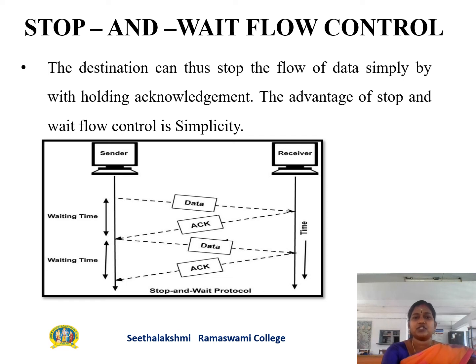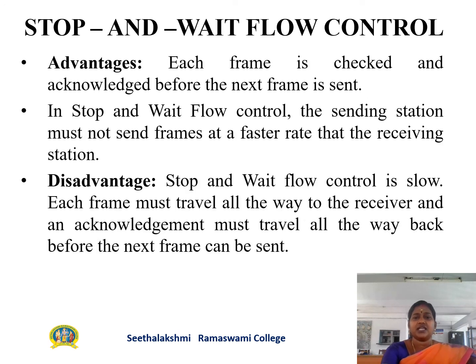The advantage of stop and wait flow control is simplicity. Each frame is checked and acknowledged before the next frame is sent. The sending station must not send frames at a faster rate than the receiving station. The disadvantage of stop and wait flow control is that it is very slow. Each frame must travel all the way to the receiver and an acknowledgement must travel all the way back before the next frame can be sent.